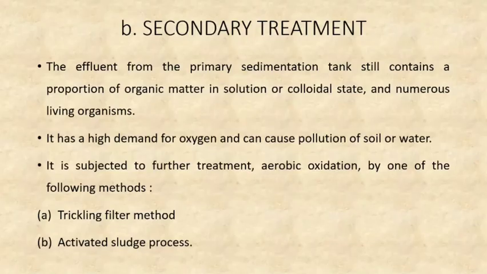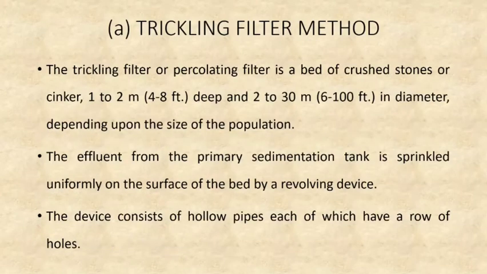After primary treatment, there is secondary treatment. The effluent which comes from the primary sedimentation tank goes through secondary treatment. There are two types of methods. One is the trickling filter method, which is an old method, and the new or modern method is the activated sludge process. Trickling filters are also called percolating filters.